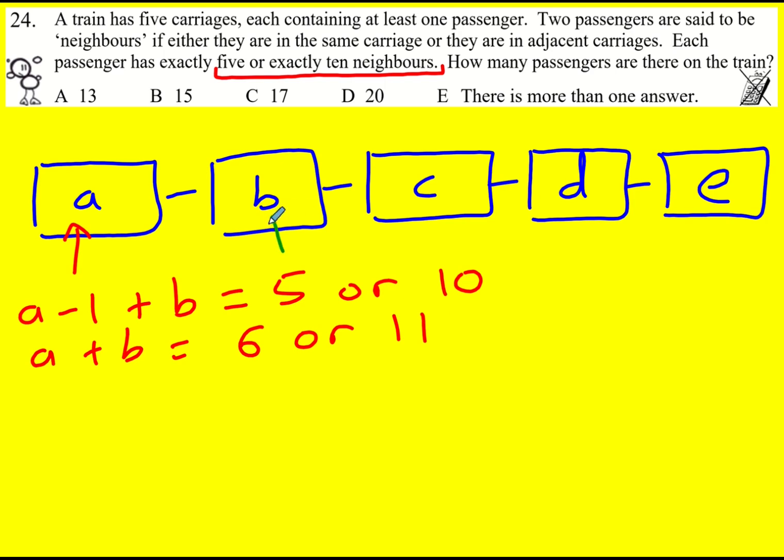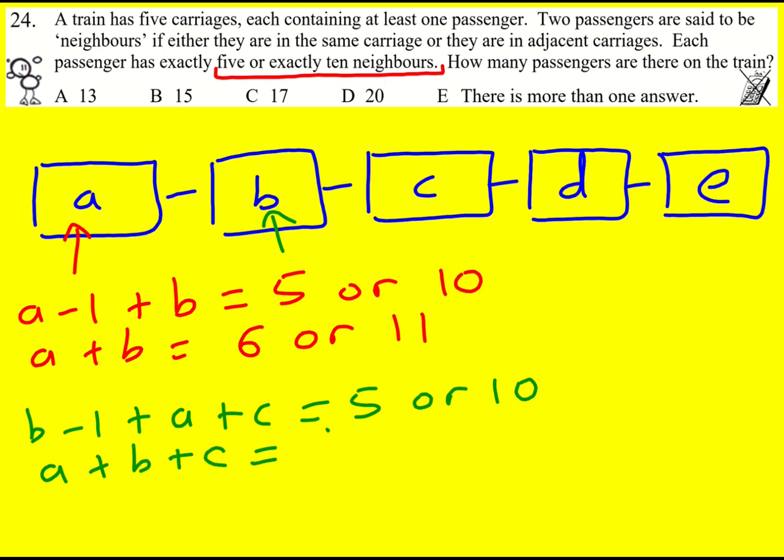Right, now I'm going to pick somebody in the second carriage. So they're going to have B minus 1 neighbours within their own carriage. Obviously they're not their own neighbour, that's why I'm minusing 1. And then they're going to have A to the left and C to the right. So that is going to equal 5 or 10, which means that A plus B plus C must equal 6 or 11. Now, these A, B, and C are all positive integers.